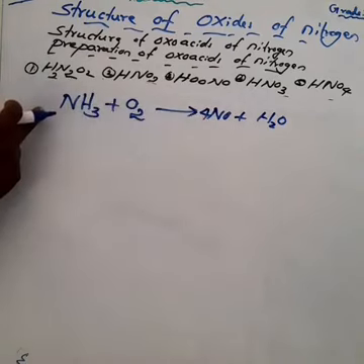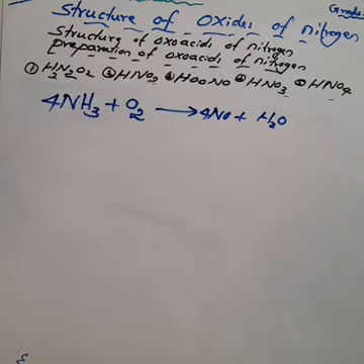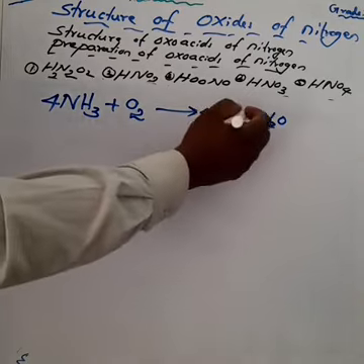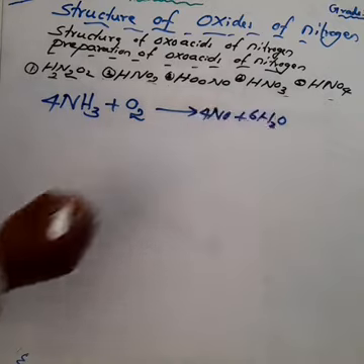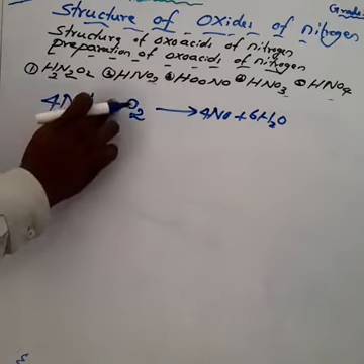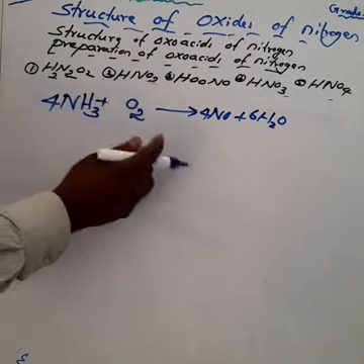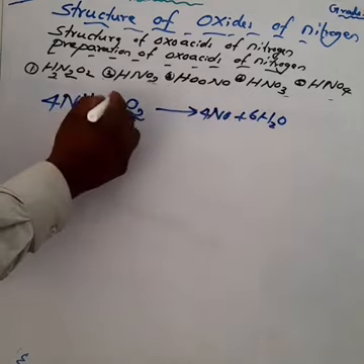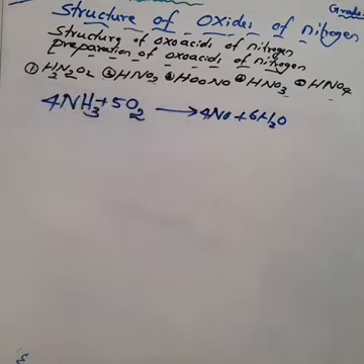On the reactant side we have 4 ammonia, so make it 4 there. Now how much hydrogen is there? 4 into 3 is equal to 12. So for the water molecules, make it 6 there. 6 into 2 is equal to 12. Am I right? Here, how can you balance the oxygen? 4 plus 6 is equal to 10, so make it 5 into 2 is equal to 10. So that equation is balanced.